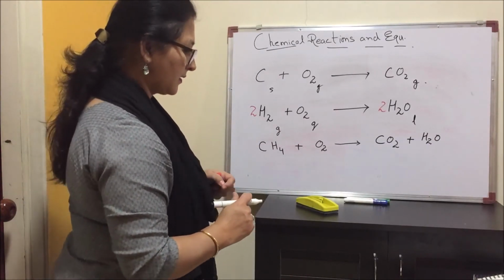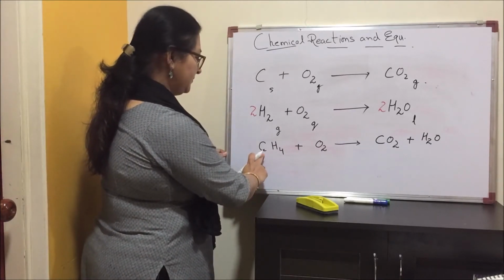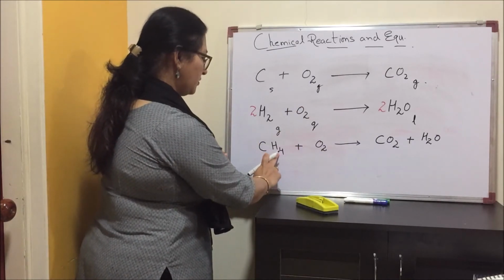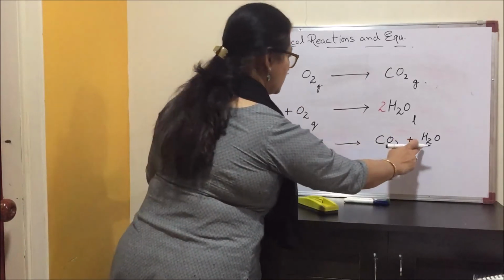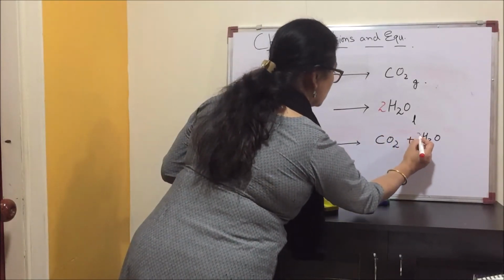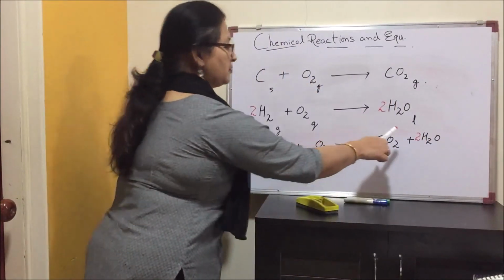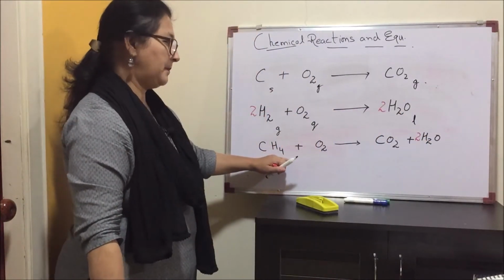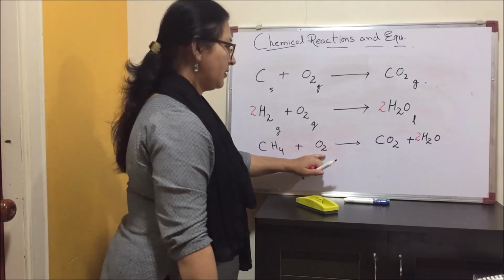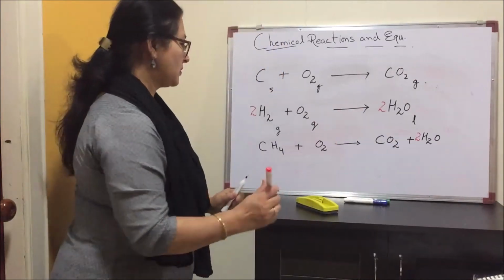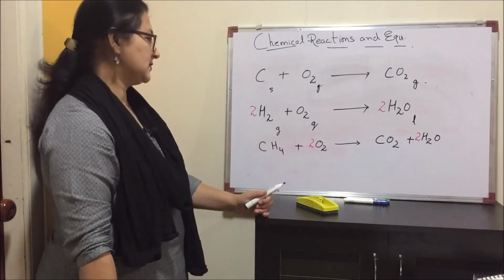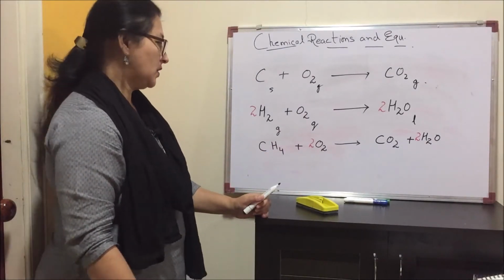So let's see. Carbon here 1, here also 1, right? Hydrogen 4, and here the hydrogen is 2. So I'll make this 4, so 2 into 2, 4. Now hydrogen is balanced. What about oxygen? Oxygen over here is 2, over here 2 plus 2, 4. So I need to put 2 over here. Okay, now it is balanced. Clear?